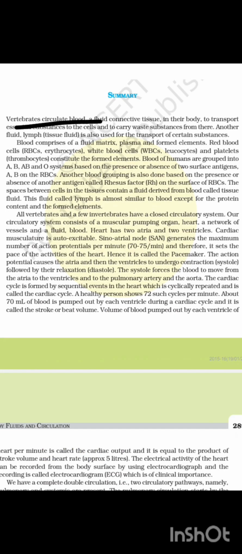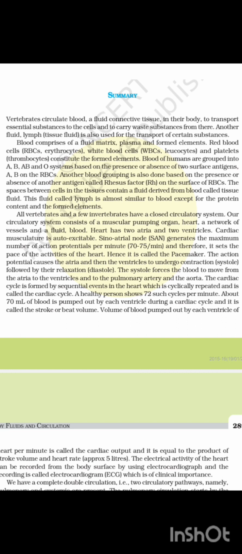Summary: vertebrates circulate blood, a fluid connective tissue, in their body to transport essential substances to the cells and to carry waste substances from there. Another fluid, lymph or tissue fluid, is also used for the transport of certain substances. Blood comprises a fluid matrix, plasma, and formed elements: RBCs, erythrocytes, white blood cells, leukocytes, and platelets. Thrombocytes constitute the formed elements.